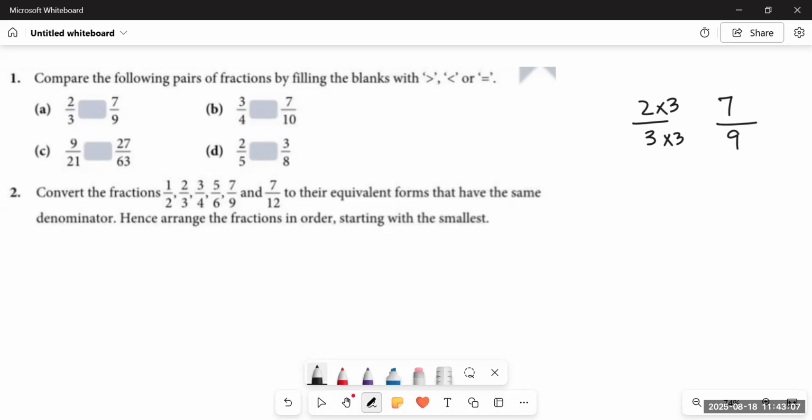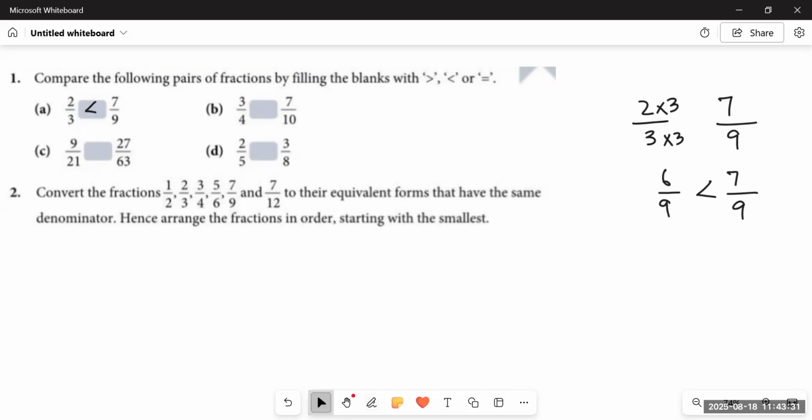So it becomes 6 by 9 and the other one is 7 by 9. So you can see that the denominators are now the same. We can say that yes, 7 is greater than 6. So 7 upon 9 would be greater than 6 by 9. That is 7 by 9 is greater than 2 by 3. So you can say that 2 by 3 is smaller than 7 by 9.